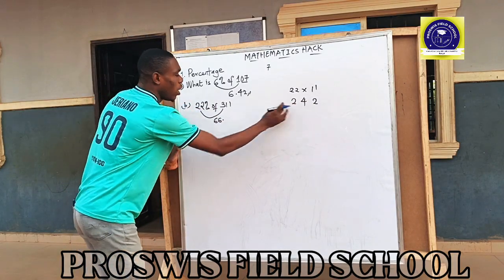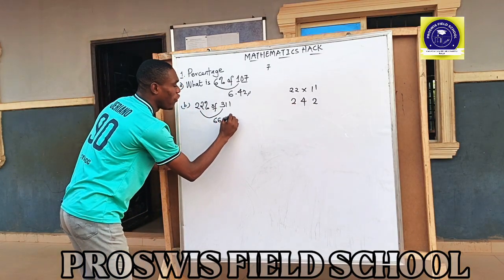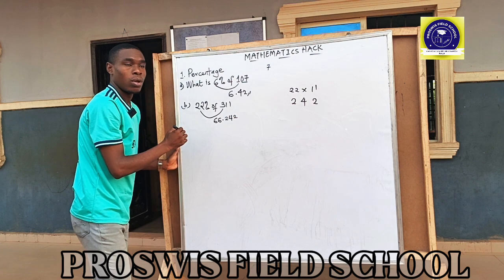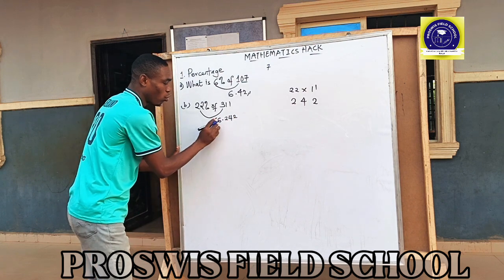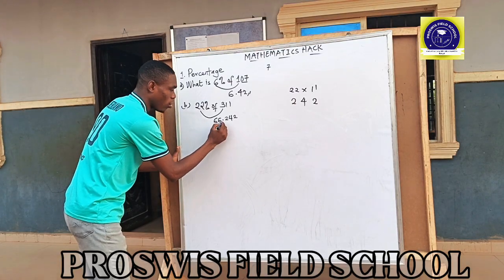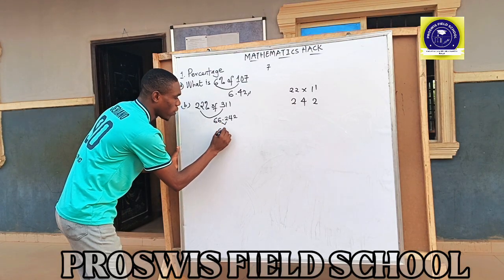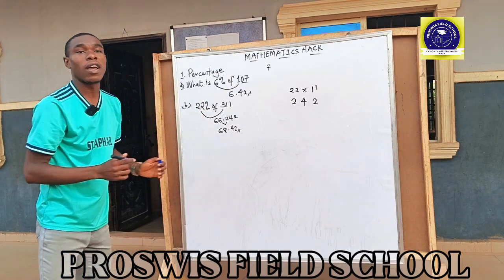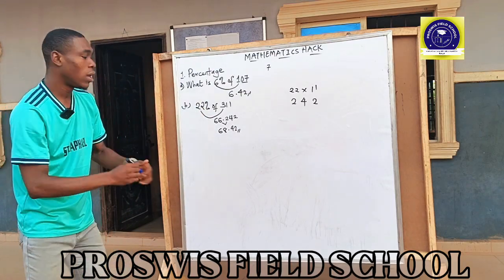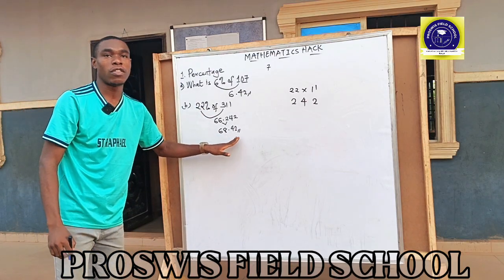So you have 242. Now, instead of writing 242, you don't have a 3-digit number. These two add up with the 6 here. So these two join up, you have what? 68.42. So 22% of 311 is 68.42.